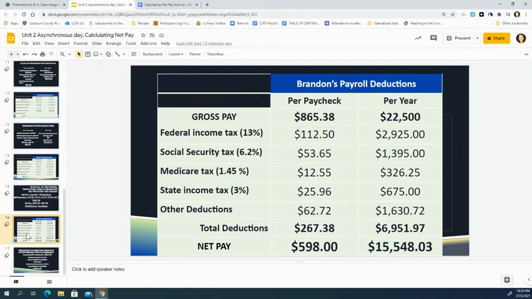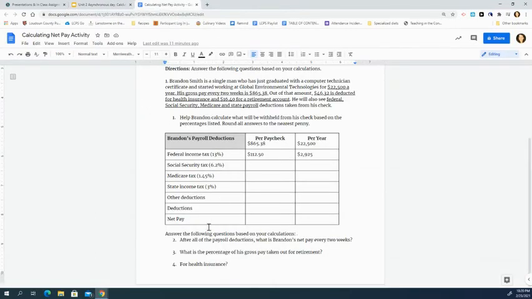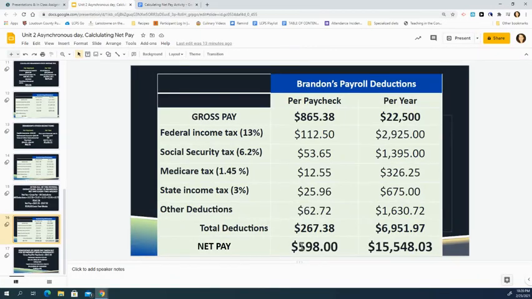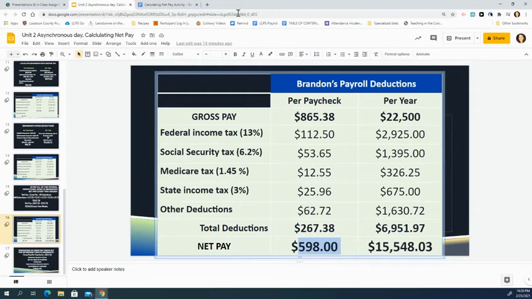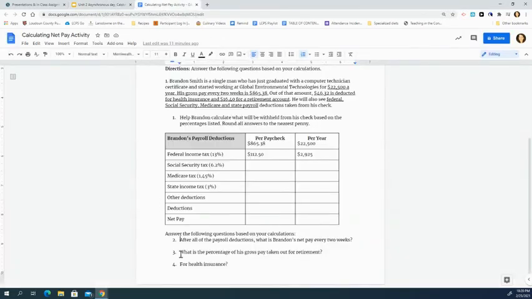And then we're going to wrap up with the last questions. You'll notice that there are 3 questions at the bottom of the Google Doc. It asks, after all the payroll deductions, what is Brandon's net pay every 2 weeks? And so you have that from the chart. His net pay was $598 every 2 weeks. But take a look at these other 2 questions.